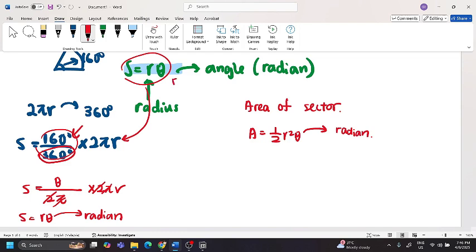These two formulas are basically the two formulas you need to use in radian, okay? For other formulas, you can just use degree. But for these two formulas, always remember it's in terms of radian.